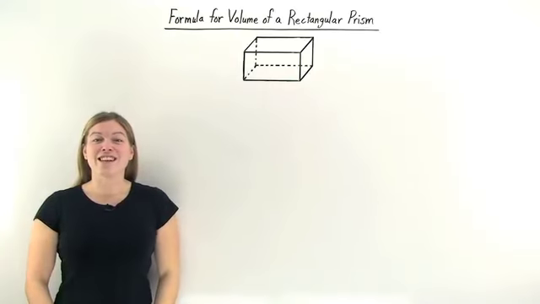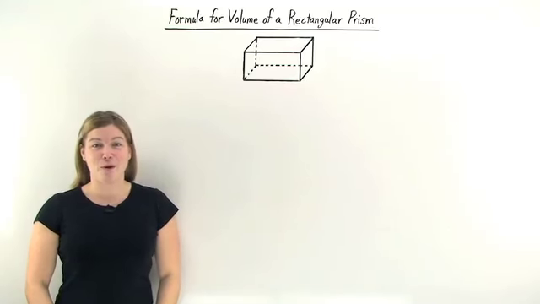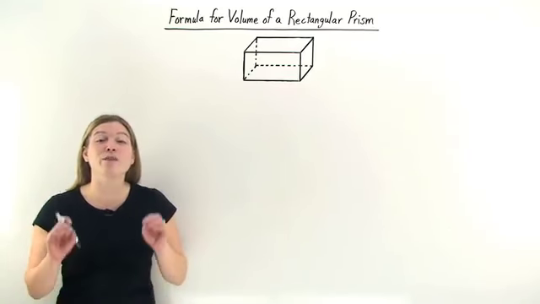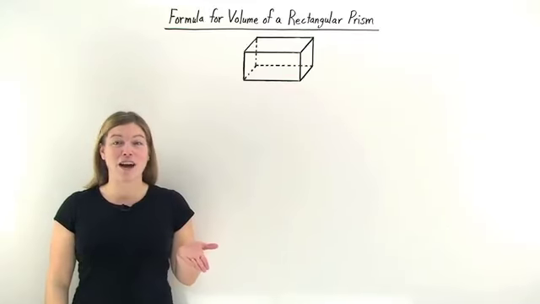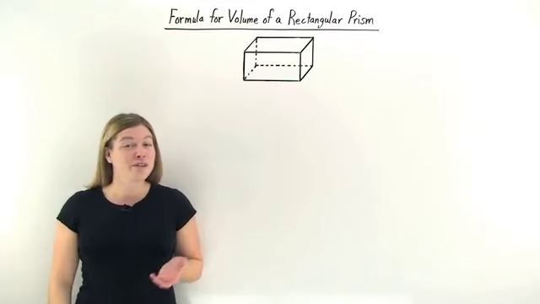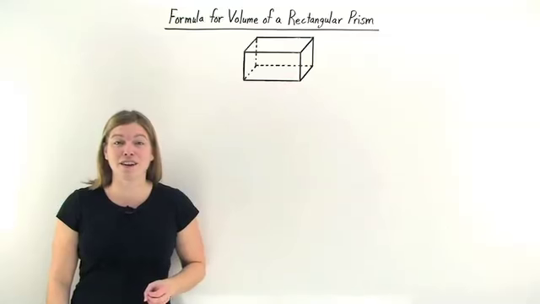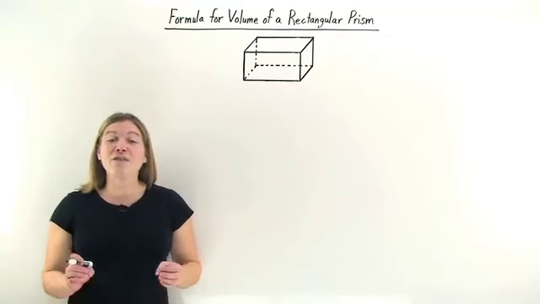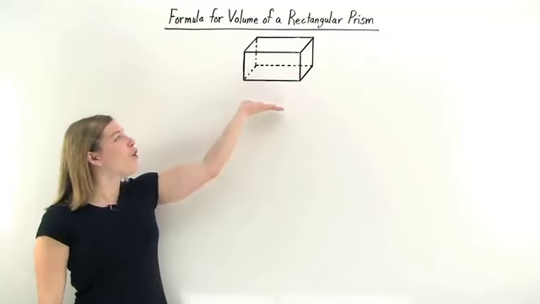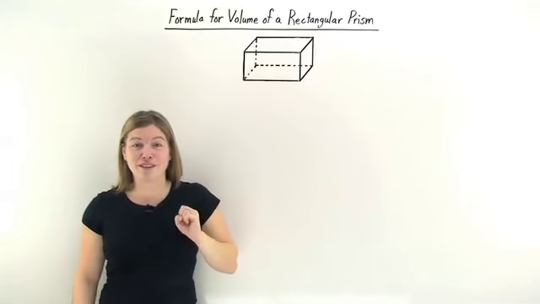Let's find the formula to calculate the volume of a rectangular prism. Rectangular prisms are everywhere. A cereal box is a rectangular prism. So is a deck of cards, a stick of butter, a stack of printer paper, and even a block of cheese. Those are all examples of rectangular prisms.